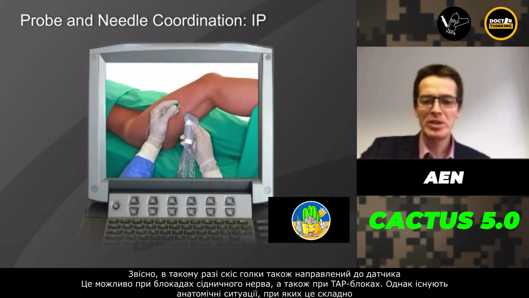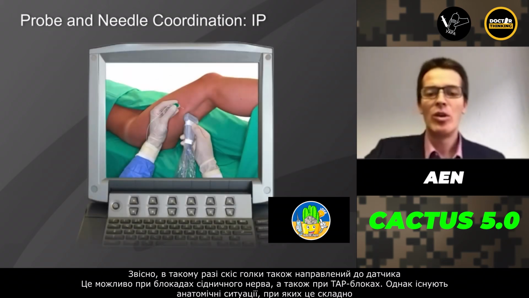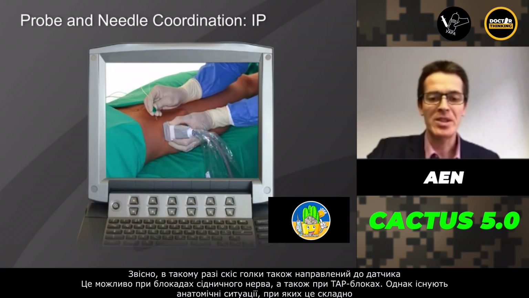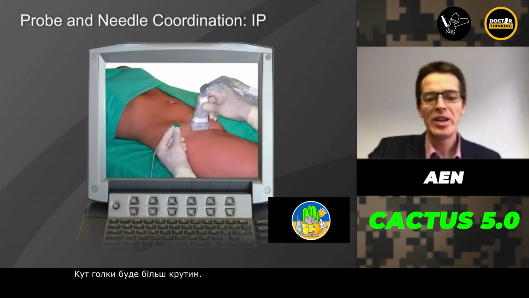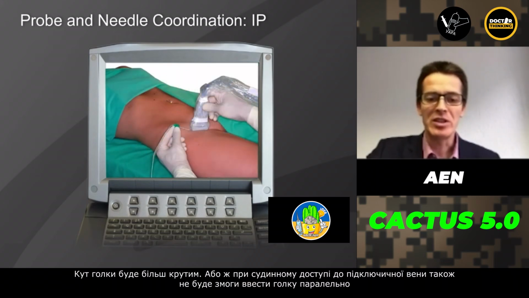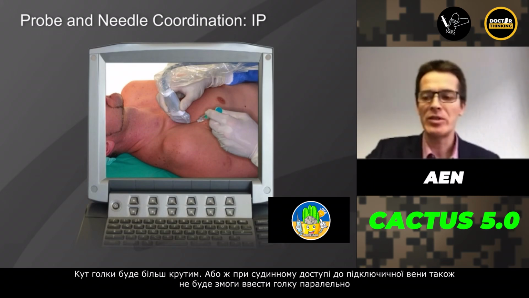This is possible, let's say, in distal sciatic nerve blocks or in TAP blocks too, but we may have anatomical situations where this is difficult. So the angle of the needle is a little steeper, or in vascular access, here in a subclavian access, there is no option to have this parallel needle path in relation to the footprint.